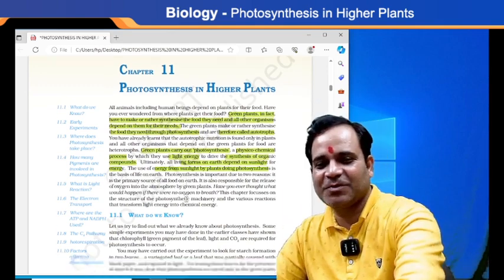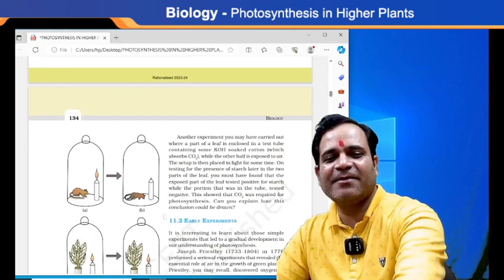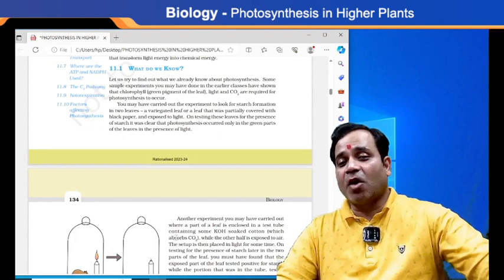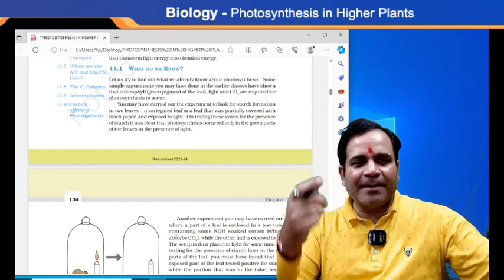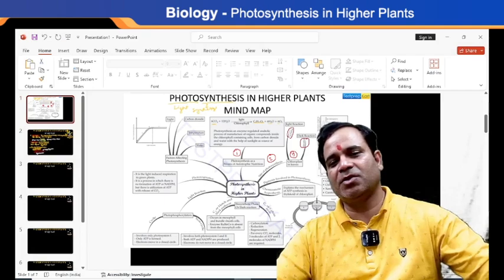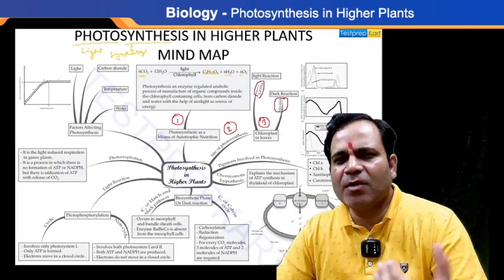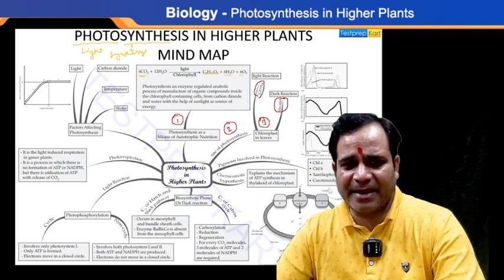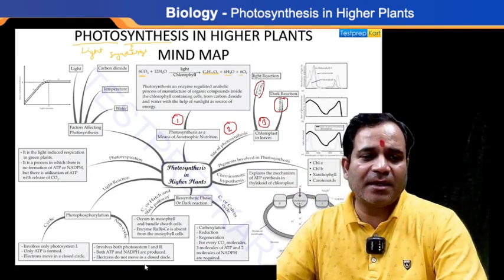Now, to move ahead, let's see first the experiments performed by different scientists showing how oxygen is needed for every living organism. Clear? Now see here, according to the mind map, we should know the light reaction and dark reaction. When we go into details, there is a need to know in detail about the light and dark reactions. Now the next thing we should be clear about, let's see.